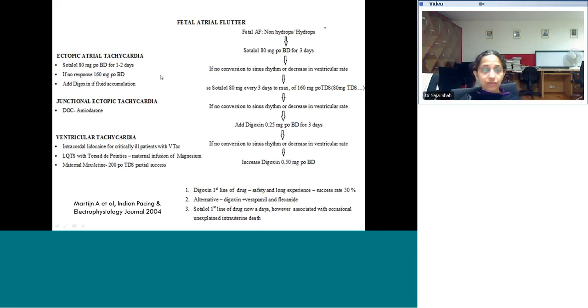Now, in ectopic atrial tachycardia, sotalol is also considered as the first line medication. In general, digoxin is considered safer, more experienced, and more successful. Alternative to digoxin, calcium channel blockers or flecainide can be considered. Sotalol is also an acceptable first line. However, sudden intrauterine deaths are reported with sotalol.